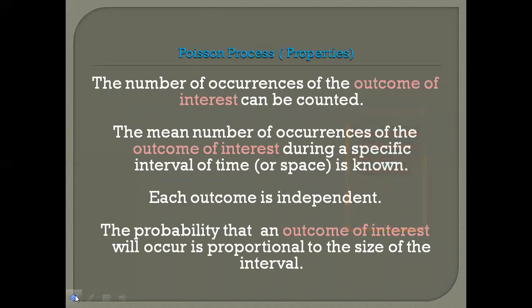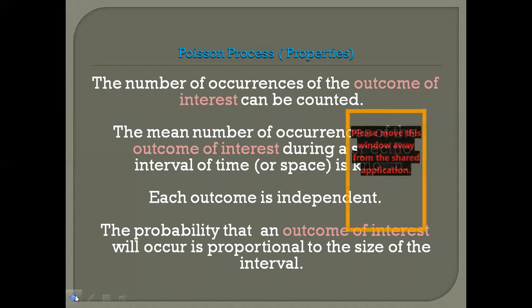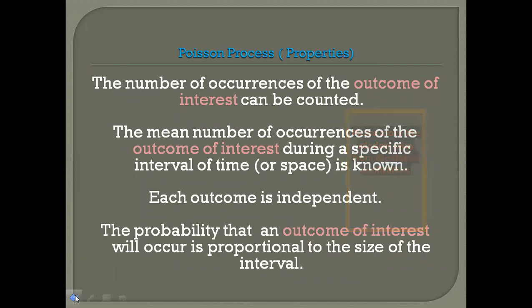Now, these are the properties of a Poisson process. The number of occurrences of the outcome of interest can be counted. You can count how many births happened in 1 hour in a hospital. You randomly entered a hospital and started counting how many births happened in 1 hour. Say you got an answer of 10 births in 1 hour, but your average was 4, right? And the mean number of occurrences of the outcome of interest during a specific interval of time is known. You know the average, it was 4.